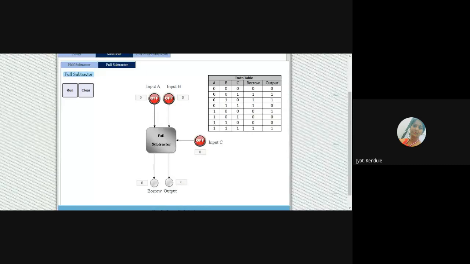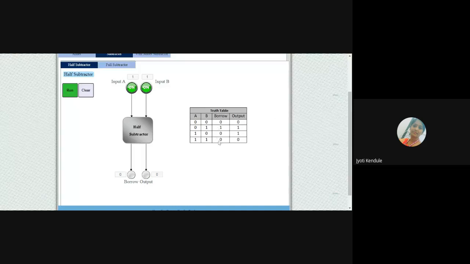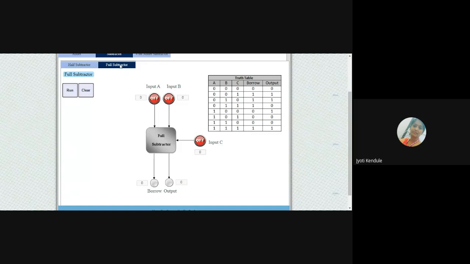Means here, in the difference only an XOR gate is used, and for the borrow AND gates, OR gate, and NOT gates are used inside the black box. This has two inputs, and the third is the borrow generated in the half subtractor. So here in the full subtractor also, like a full adder, 3 inputs are there: input A, input B, and input C. That input C is nothing but the borrow from the half subtractor.